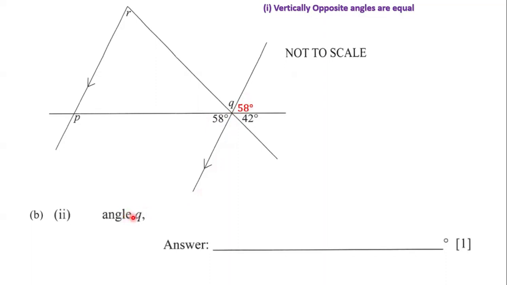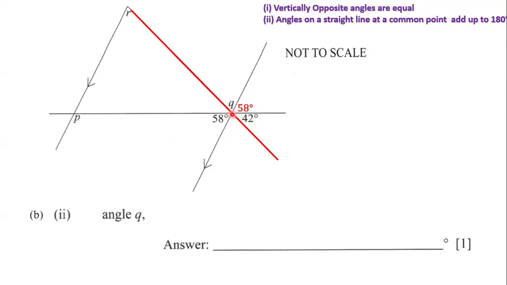Next, in order to determine the size of angle Q, we're going to note and observe this geometrical rule. This rule tells us that angles on a straight line at a common point add up to 180 degrees. Notice that we have a straight line, a common point, and three angles on this straight line: 42, 58, and Q. These three together must add up to 180 degrees because they're on a straight line at a common point.